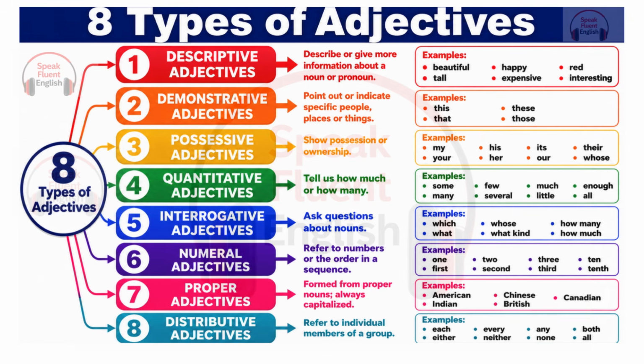Next, quantitative adjectives. Quantitative adjectives tell us how much or how many. For example, some, few, much, enough, all, many, several, and little. Now, let's practice some simple sentences together.